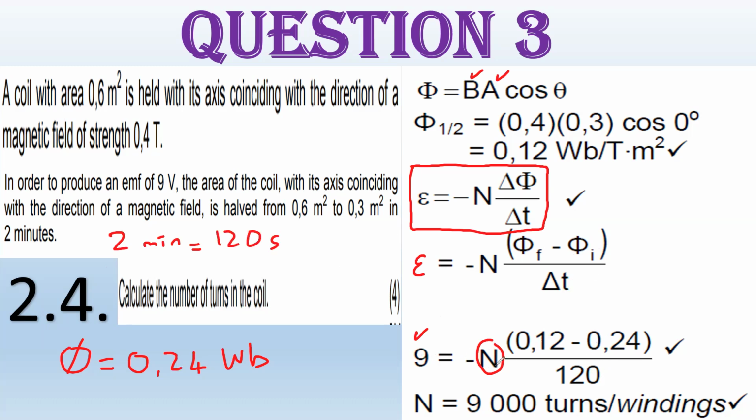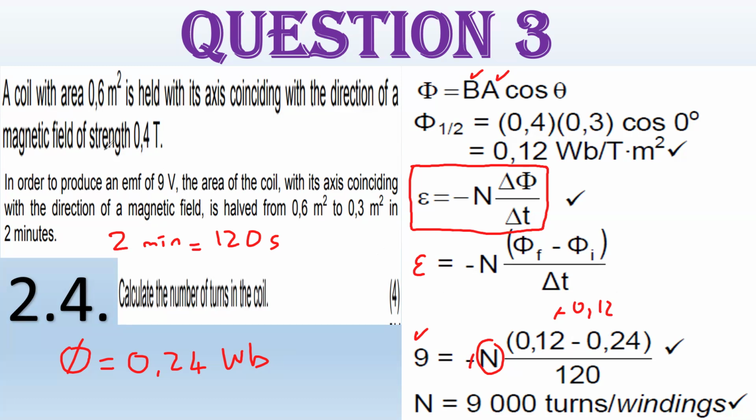If you use this calculation, you get your answer: 9,000 turns. The number of turns is positive because 0.12 minus 0.24 gives negative 0.12, and the negative sign makes it positive, so you get 9,000 turns. I hope everything is clear.